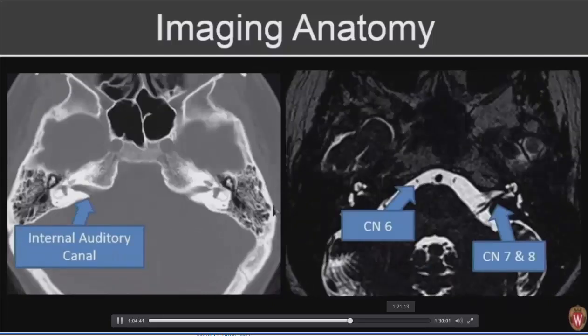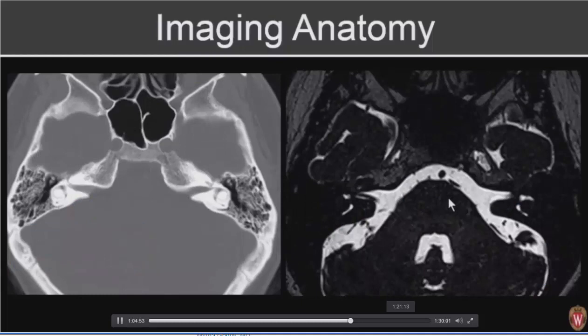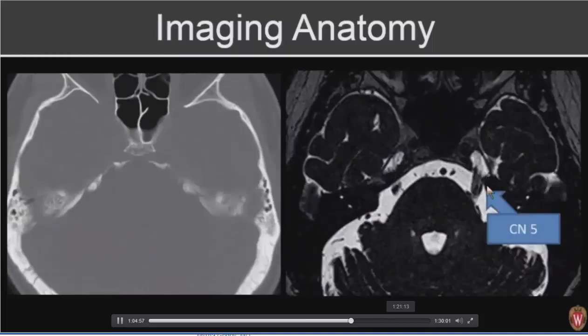As we scroll up even further, we can see cranial nerve 7 and 8 that travel through the internal auditory canal. And then we actually start to see branches, cranial nerve 6 that is along the ventral part of the pons, and that's going to pass through Dorello's canal. And then cranial nerve 5 entering through Meckel's cave.